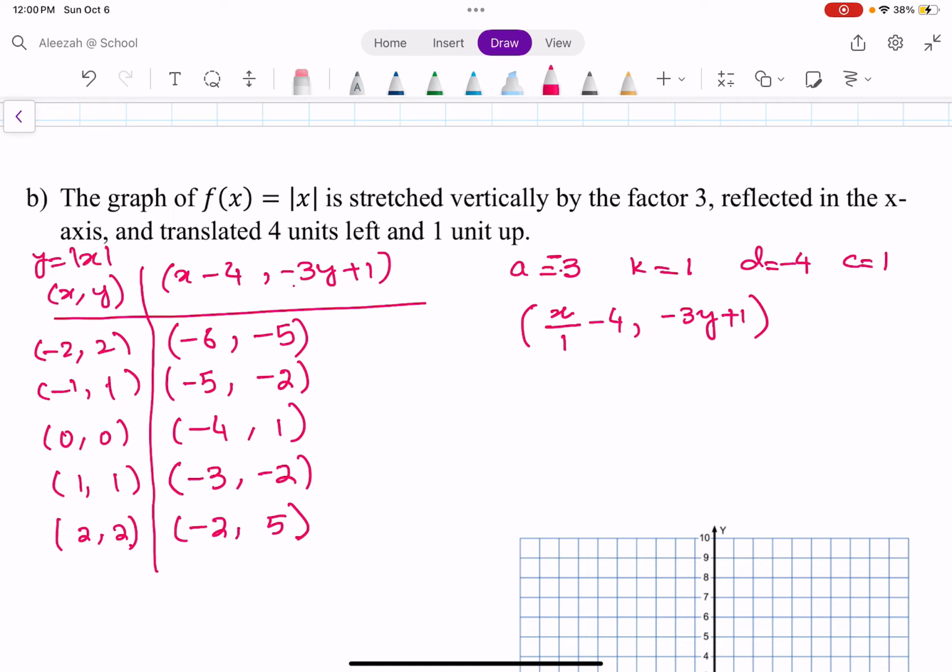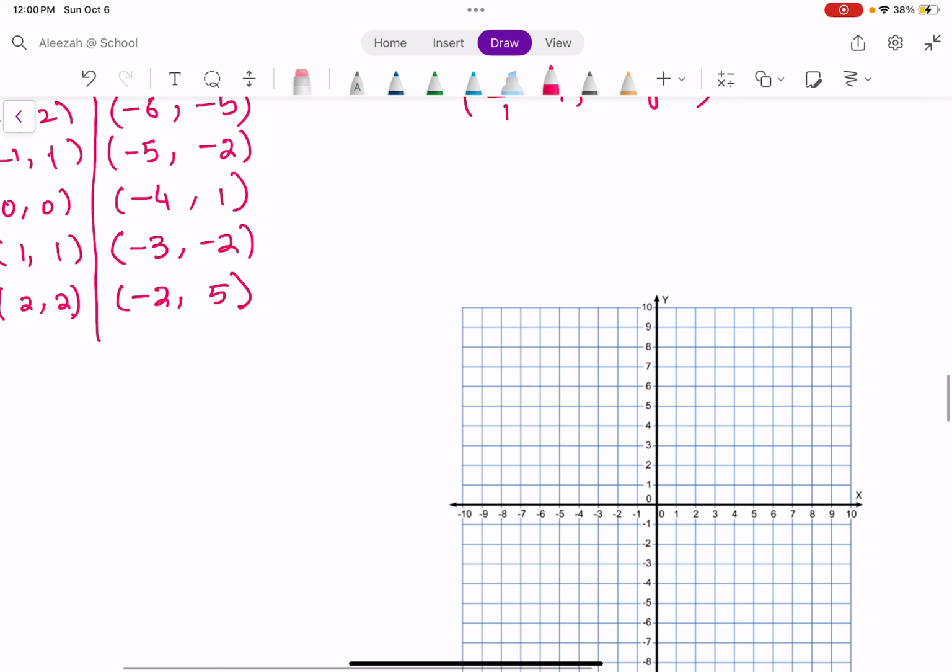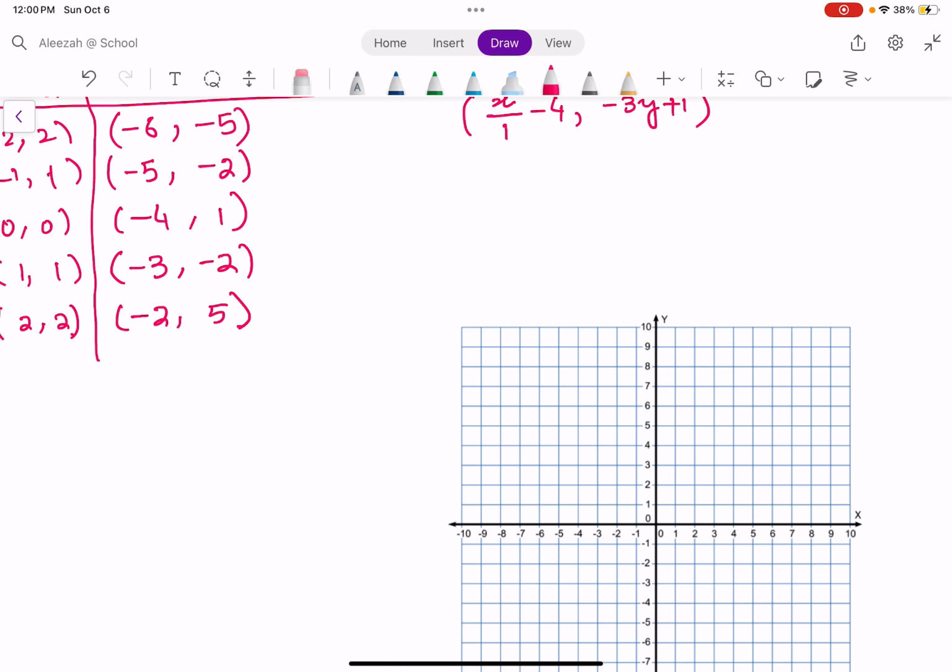Okay, and now I plot these points here on my graph, right? So I start from this one. When x is 0, y is 0, my new point will be negative 4 and 1. So x is negative 4 and y is 1, so that's the point. Then I go for that one, negative 3, negative 2. So negative 3 is negative 2, so here.